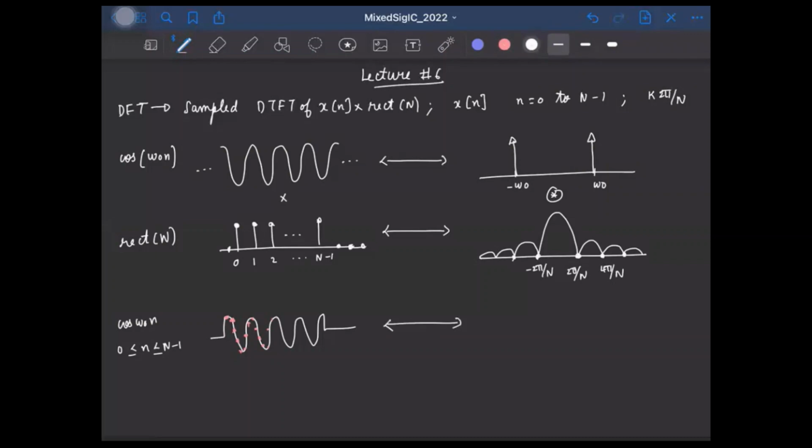So how will the spectrum look? It will be the convolution of these two spectra. So we'll have this spectrum shifted around these two frequencies, right? For simplicity, I'll just show around omega naught. So around omega naught, we have something like this, right? And what is this frequency? This will be omega naught plus 2 pi by N. Okay. And finally, to find the DFT, what do we need to do? We need to sample this spectrum at k times 2 pi by N. So let's see what happens.